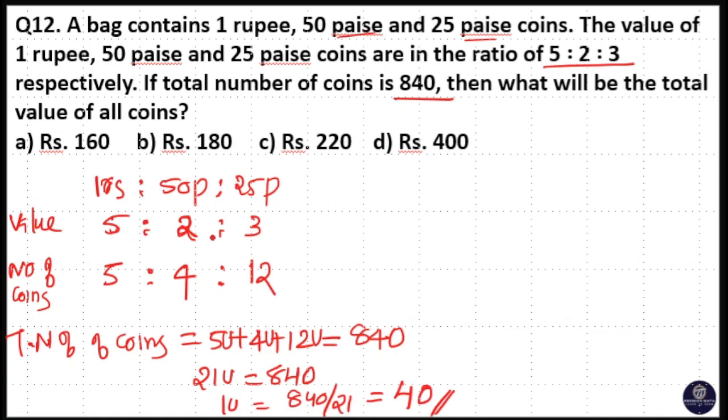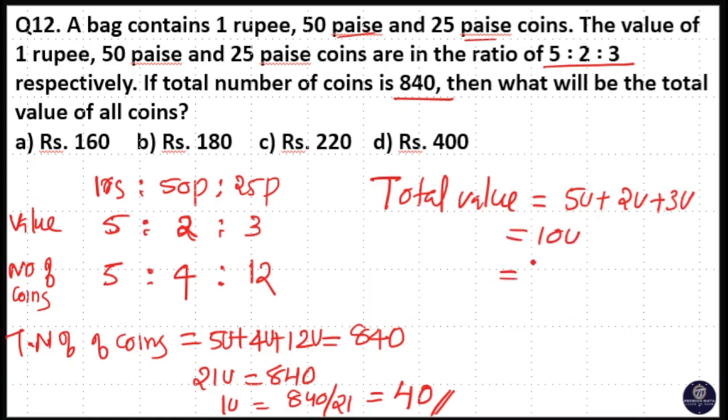Then 5 plus 2 plus 3. Total value is equal to 5 unit plus 2 unit plus 3 unit. That is 10 unit. That means 10 into 40, 400 rupees is the total value. Option D is your answer.